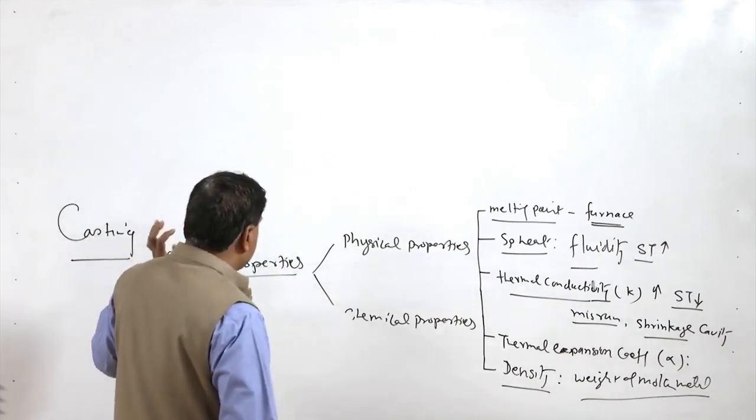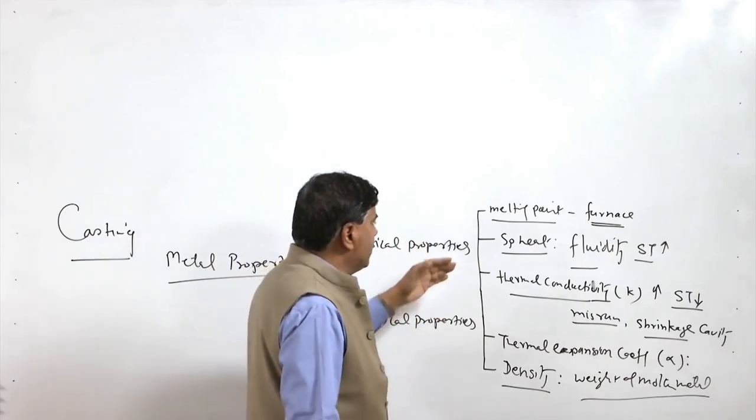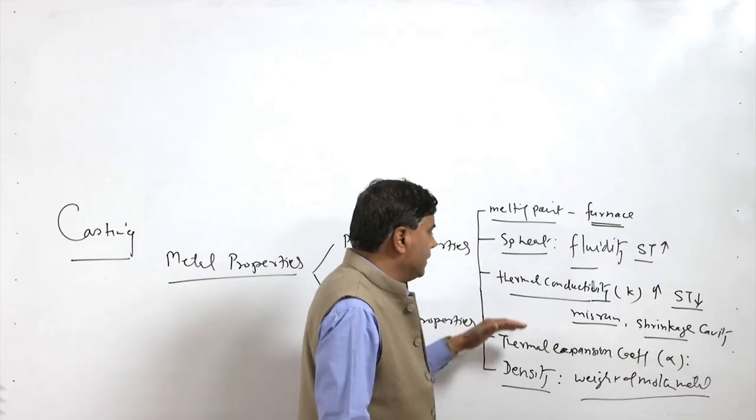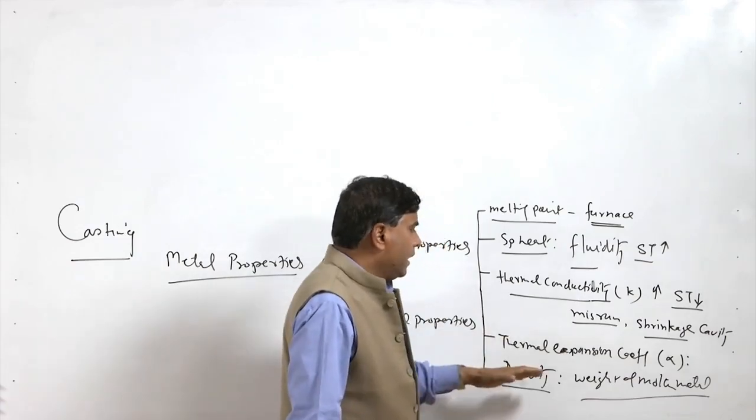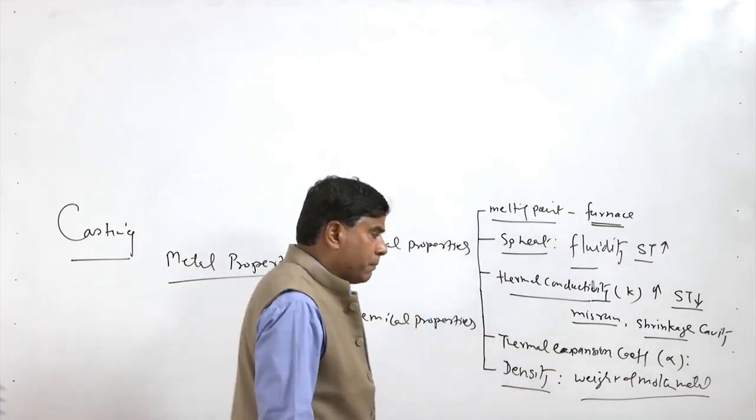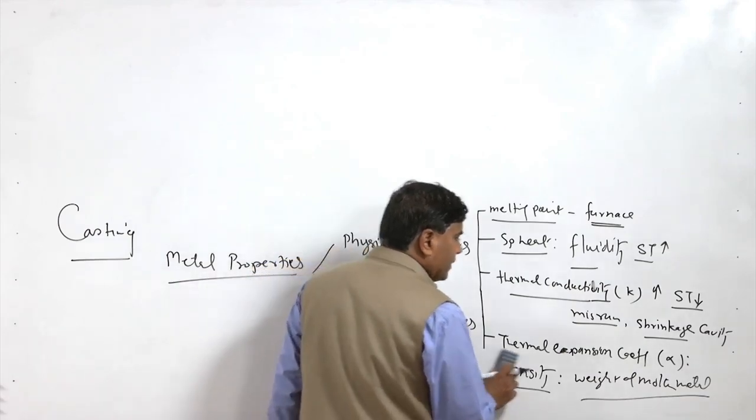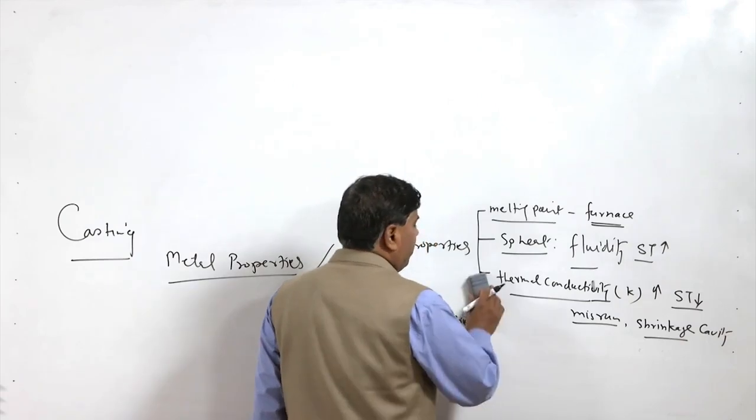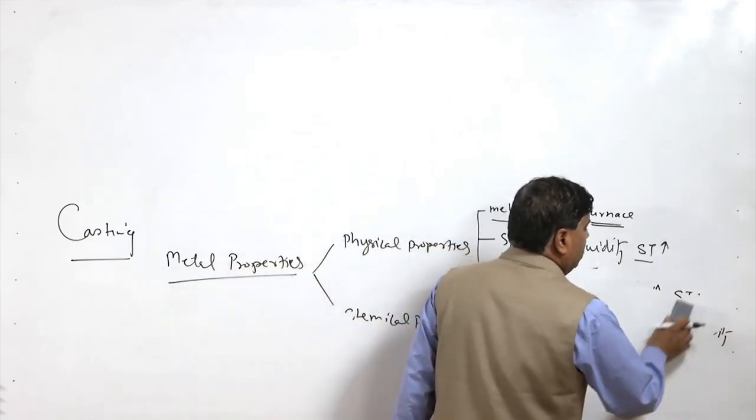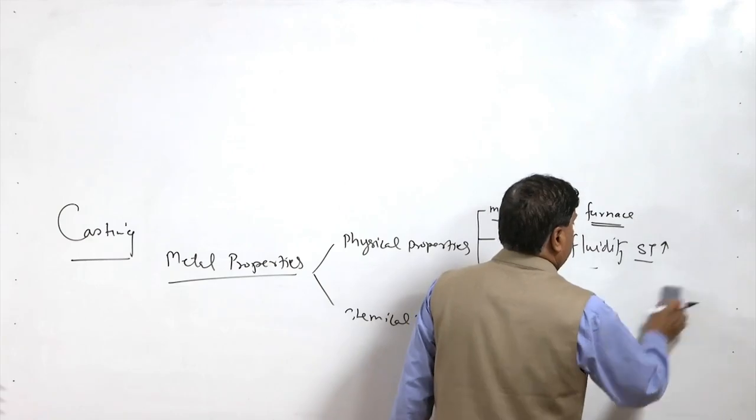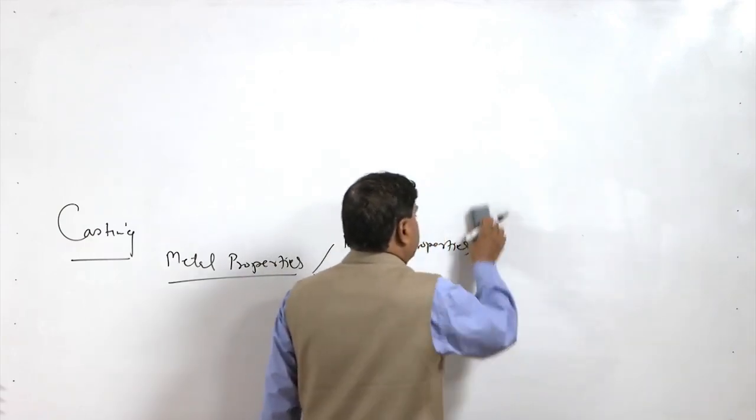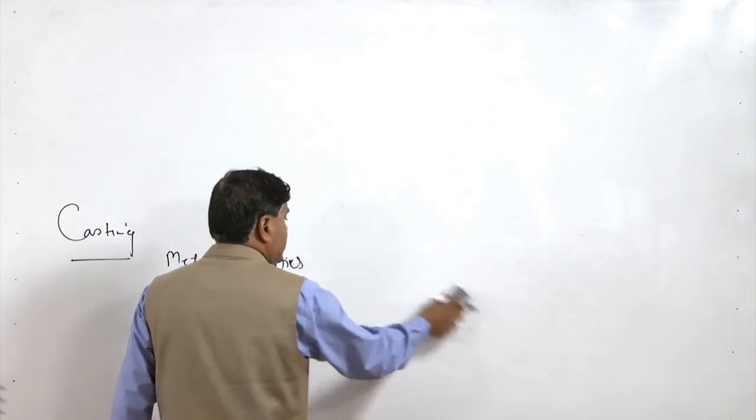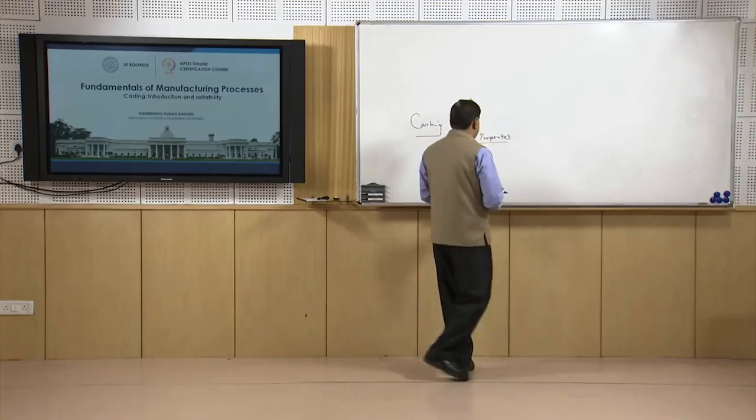So, considering these points, the melting point, specific heat, thermal conductivity, thermal expansion coefficient and density are the important physical properties which affect the different aspects related to the mold, the melting, or casting. So, it is important to consider the physical properties of the metal.